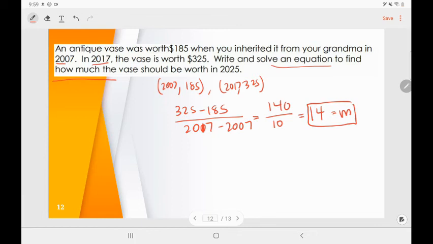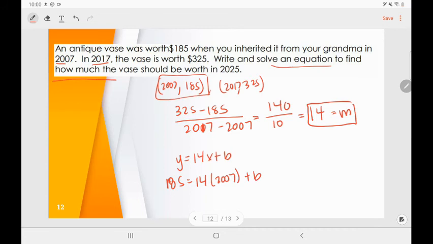Now you can choose the b method or the point-slope method. I'm going to use the b method this time because I've been using the point-slope method, so we get practice with both. So I'm going to start with y equals 14x plus b. I don't know what the starting value of my vase is, so I'm going to plug in some values. I'm going to pick the smaller values because I like to deal with smaller numbers, but either way, it's up to you. So my y value is 185 equals 14 times 2007 plus b.